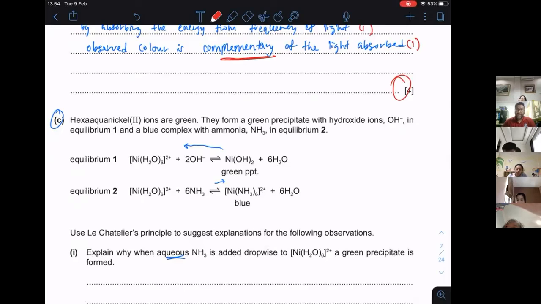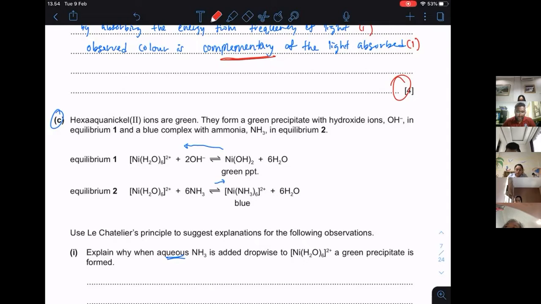So whatever the frequency of visible light that has been absorbed, when we see it, we are only going to see the color that is complementary to the light that was absorbed earlier. So this is very important.